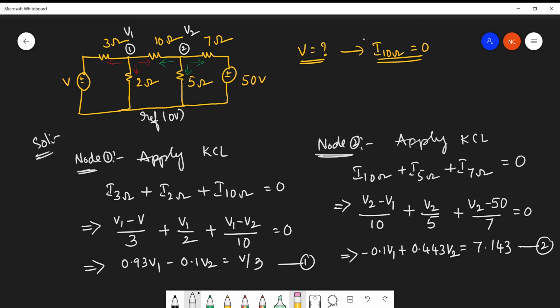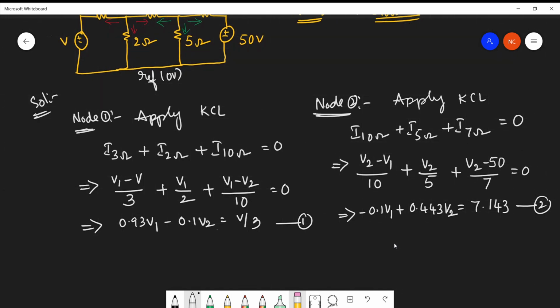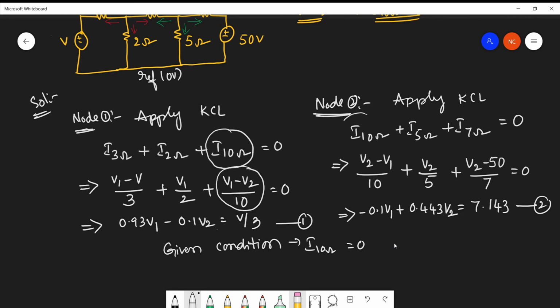Now observe the condition. The condition was that the current passing through the 10 ohm is 0. So we apply that condition. What is the relation for the current passing through 10 ohm? Is it not (V1 minus V2)/10? Or you can consider here also V2 minus V1 by 10. It doesn't matter; you'll get a plus or minus difference.